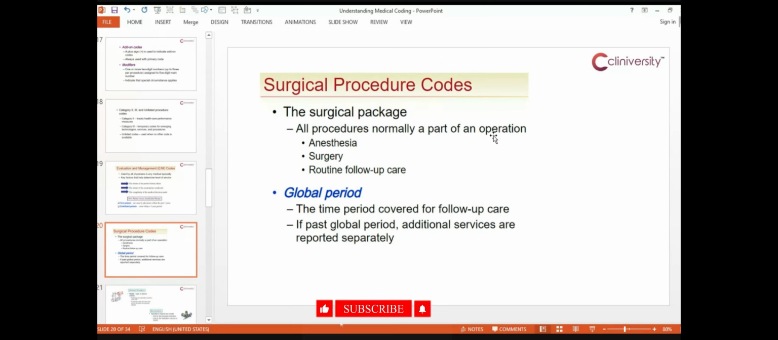Now, next is the surgical procedural codes. The surgical package, or all the codes provided, or the range of the codes provided, includes all procedures normally a part of an operation. When any operation is happening, anesthesia is something which is mandatorily going to be provided, right? Then whatever surgery is needed will be coded specifically and accurately, and routine follow-up care for that also has codes assigned.